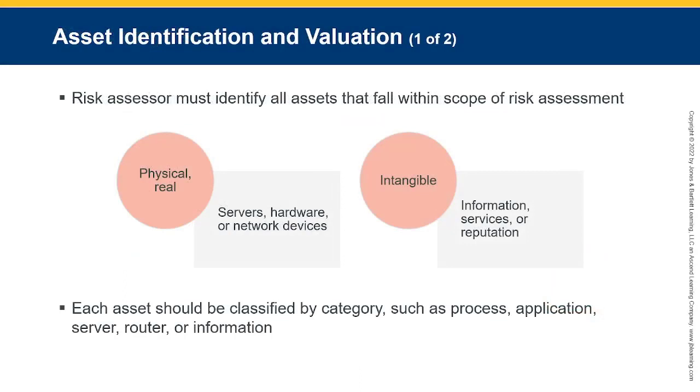A risk assessor must identify all assets that fall within the scope of the risk assessment. You may have physical and real assets, like servers, hardware, and network devices. You may have intangible assets, such as information, service, or reputation. Each asset should be classified by categories such as process, application, server, router, or information.